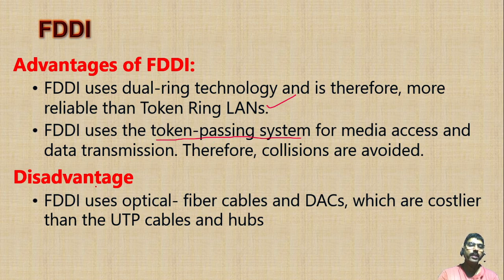But it has some disadvantages. What is the disadvantage? In FDDI, we are using media called optical fiber cables and DACs. These are a little bit costlier compared to the UTP cables used in Ethernet. In Ethernet, we are using UTP cables and hubs, which are less expensive compared to these devices.